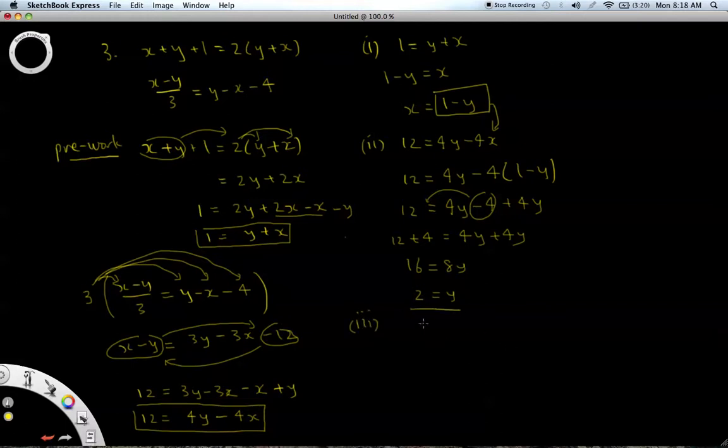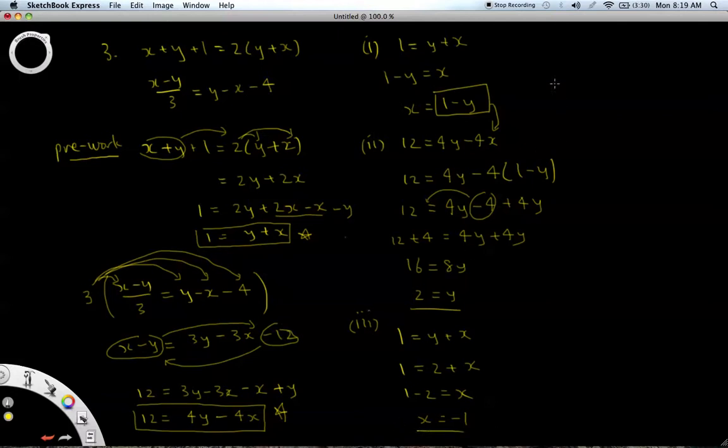Taking this value and putting it into one of the simplified equations. Again, I don't want to use these first two equations because they're a lot longer. Either use this one or this one. Okay, I'm going to use this first one because it looks a lot more straightforward. 1 equals y plus x, or I can use 1 equals 2 plus x, 1 minus 2 equals x, x is equal to negative 1.